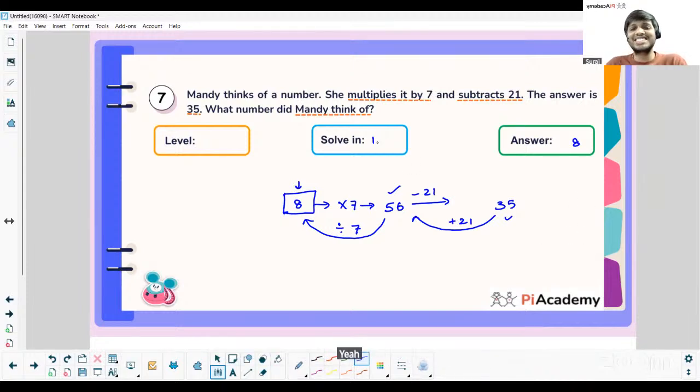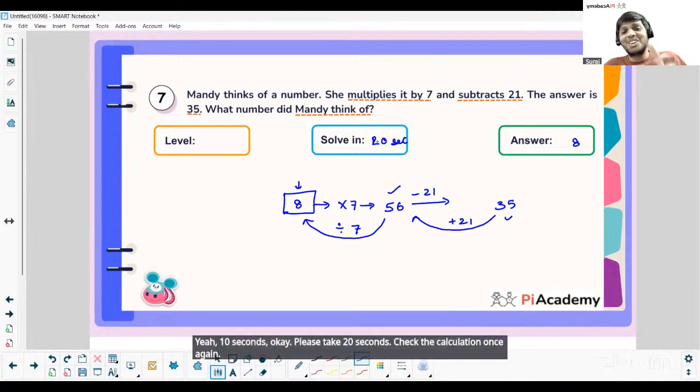Yeah, 10 seconds. Okay. Please take 20 seconds. Check the calculation once again. Okay. Make sure you are not making any mistakes in these types of questions. Okay. This will come under an easy question.